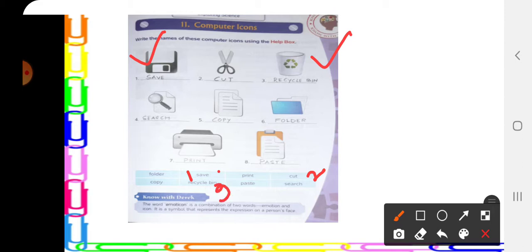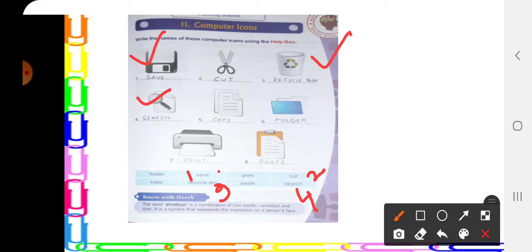Now we are coming to number 4. You can see a magnifying glass and a piece of paper and this actually stands for search. This actually means search. Okay, so with the help of this magnifier glass we help ourselves to search something in the computer. So this stands for search. So this search is your number 4.